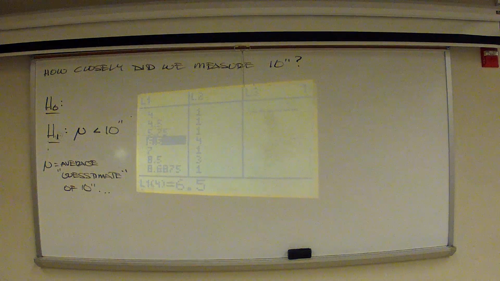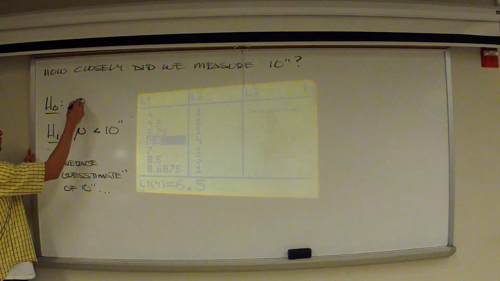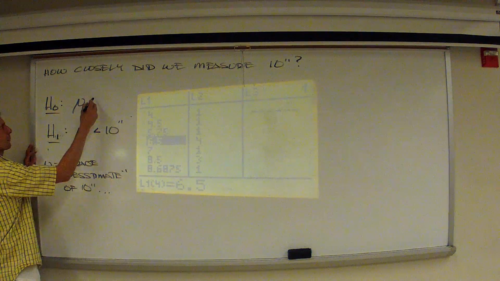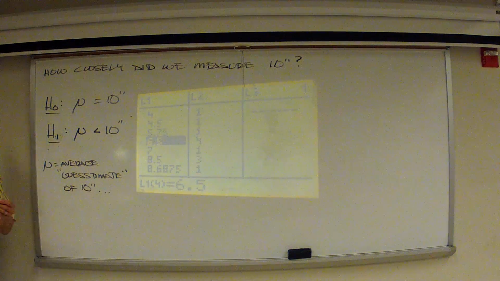It looks like we're guessing a little on the low side, as opposed to the alternative, that we're either guessing 10 or we're guessing over 10. I'm going to put equals 10 because that's usually the lingo of today. There's our hypotheses, friends.